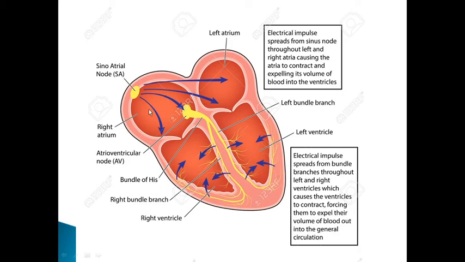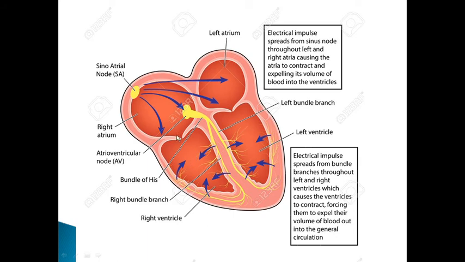It's considered the pacemaker of the heart, as it beats at a regular rate of 70 beats per minute, and it's connected to two nerves. Let's know here the atrioventricular node. It's located at the junction between the atria and the ventricles. This is the atria and this is the ventricle.